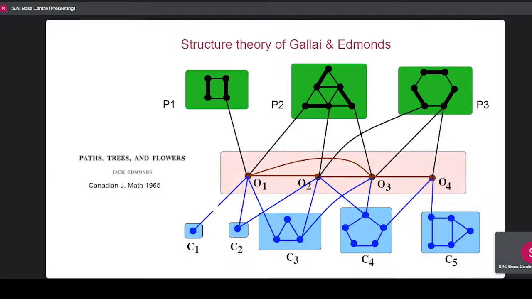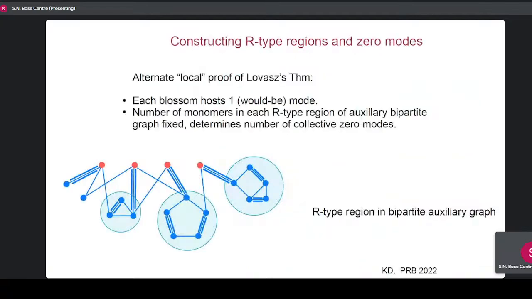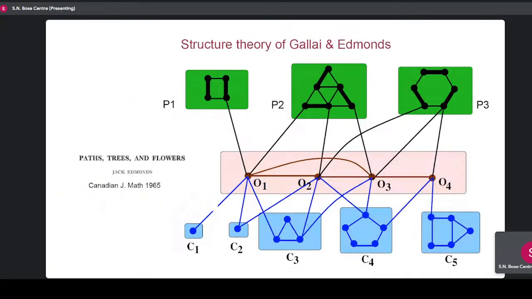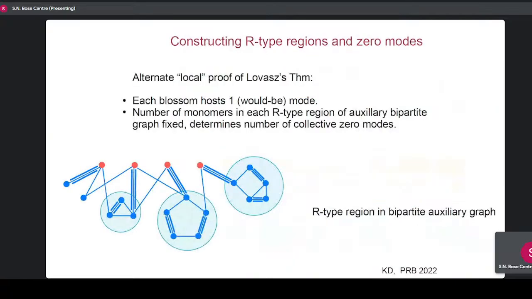This goes back to the seminal paper of Edmonds. And now this gives me this alternate proof I was talking about because I can construct a sort of fake bipartite graph. I can delete all these vertices and these connections. I can call all these guys B-type sites, let's say all the O's. I can delete the connections between them, and keep only the connections between the O's and these odd cycle motifs, which are called blossoms. Those blossoms are actually inspired by this terminology. And then each such blossom would host one would-be mode, but they mix. And then in this fake bipartite graph, you make an R-type region, and again you count, and you know where to construct the zero mode. So this is the general idea.